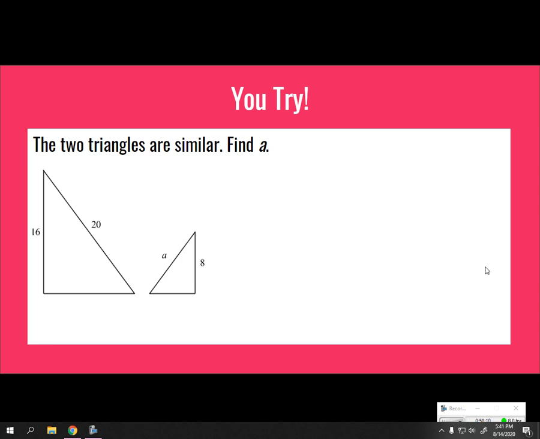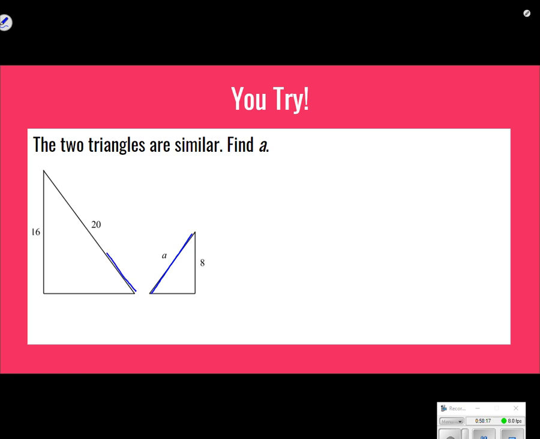All right, they look like right triangles. We don't know for sure. But this slanty side and this slanty side, those would be the pieces that correspond. So I could have small over big, A over 20. And then that would mean that I have 8 over 16, small over big. And I'm going to multiply. 16A equals 160. Divide by 16, so A is 10.